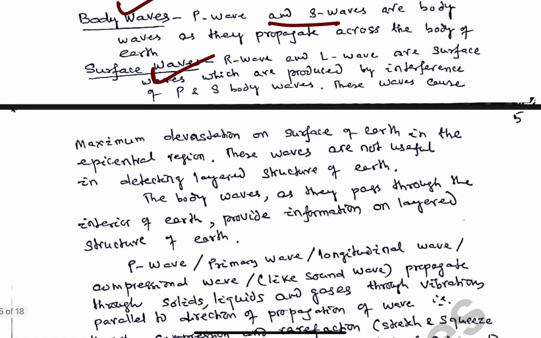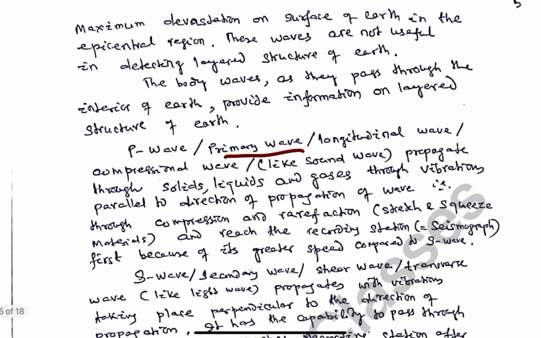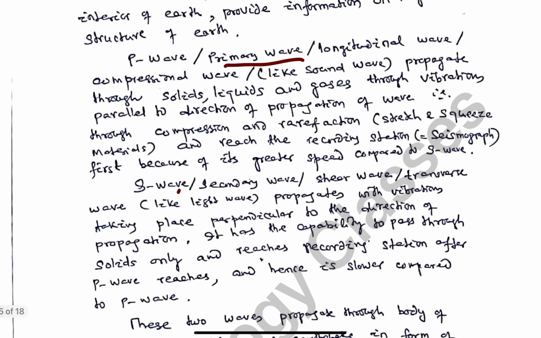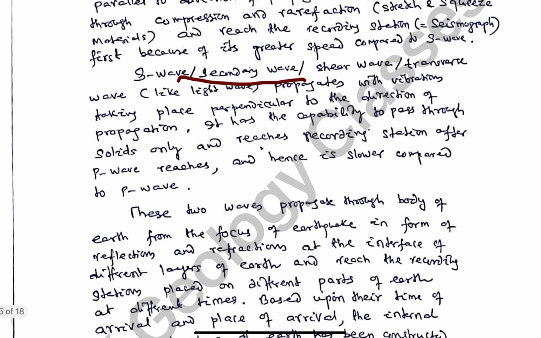Here we have to remember that the P wave is a primary wave which passes through solids, liquids and gases, whereas the S wave, the secondary wave, passes through solids only. These two characteristics are studied by their time of arrival at the recording stations, which are distributed all over the globe in different parts of the Earth.